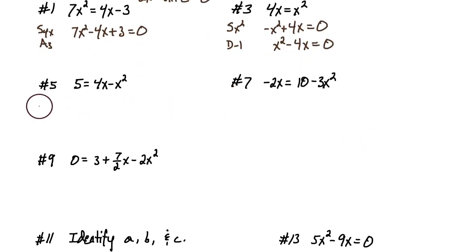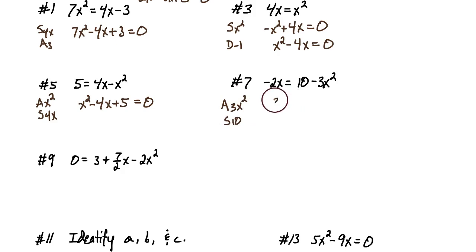Number 5, let's add the x squared to move it to the left side and subtract the 4x. And there is standard form. Number 7, let's add the 3x squared and subtract the 10.